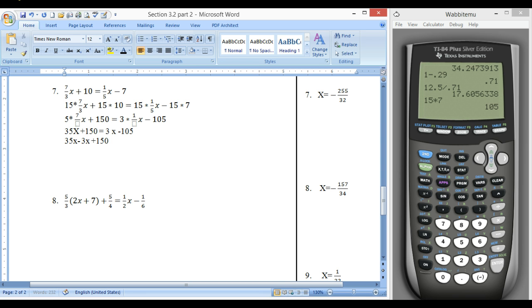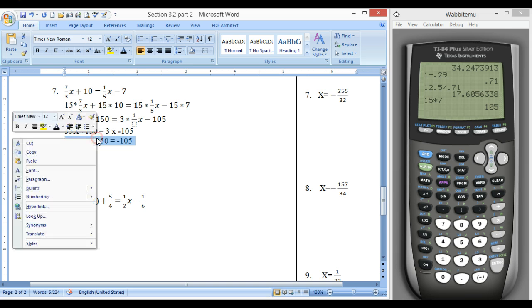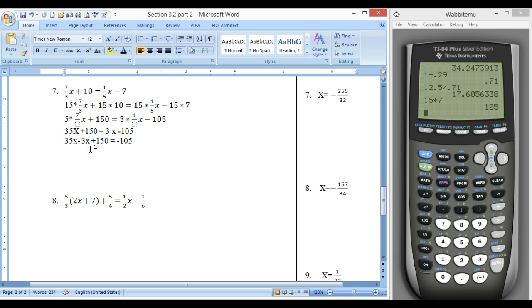Some of you are probably getting more comfortable with going ahead and writing out when you subtract that over. Some of you might skip that step and just put in 32. For our sake, I'm going to continue writing those out though. And the 105 is still negative. Okay, so now we know 35 minus 3 is 32.